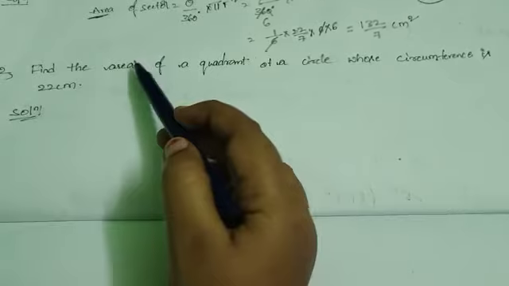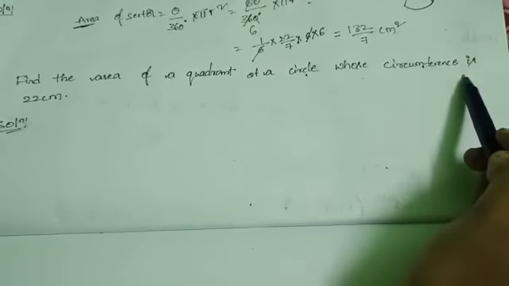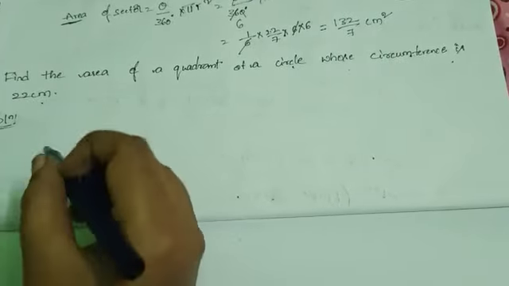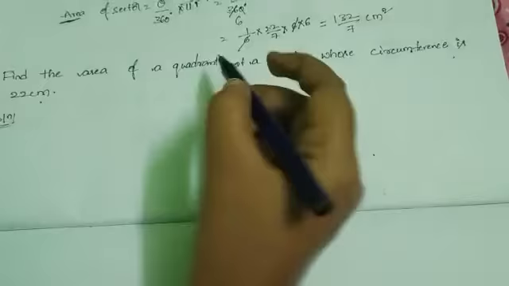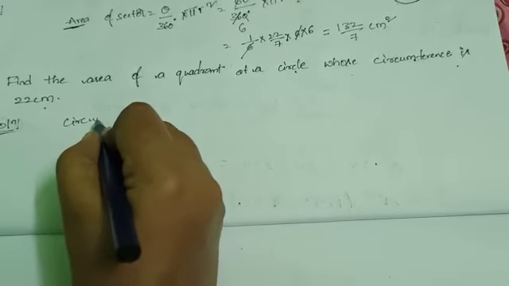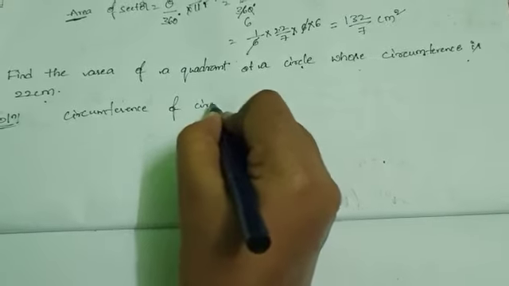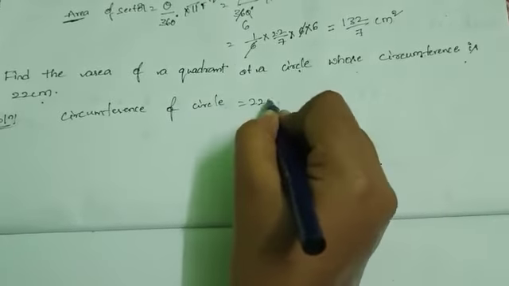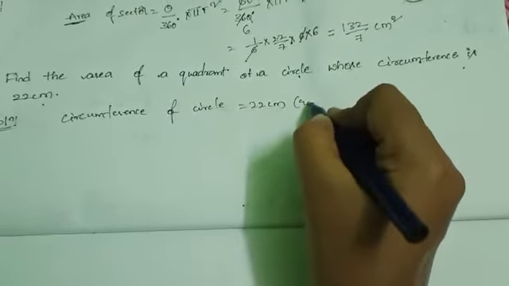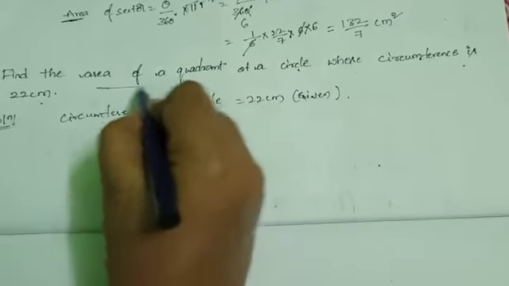Second question: find the area of a quadrant of a circle whose circumference is 22 centimeters. Here the given circumference of the circle is 22 centimeters. This is given, and we have to find the area of the quadrant.